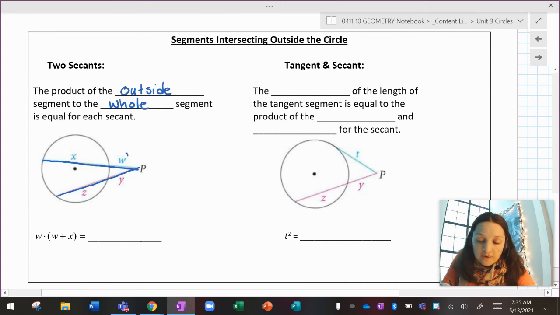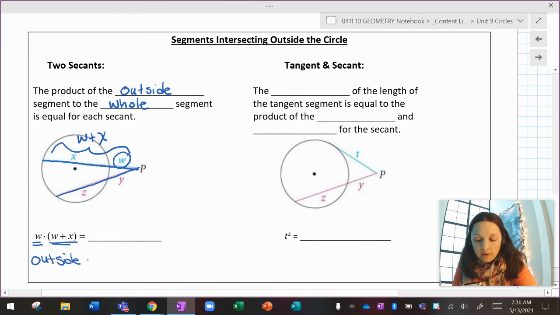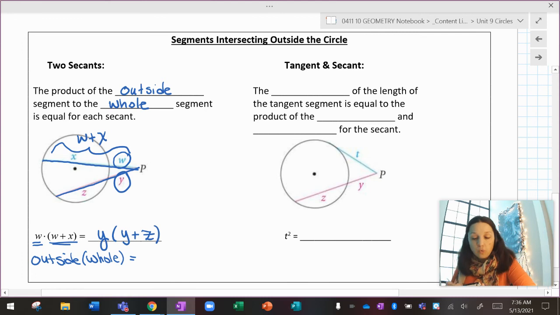So if I was going to look at this top segment, outside is W, whole is W plus X. So W times (W plus X) is outside times whole. And now we're going to do the same thing for the bottom part. Outside, Y, times whole, Y plus Z. So the rule is outside times whole equals outside times whole.